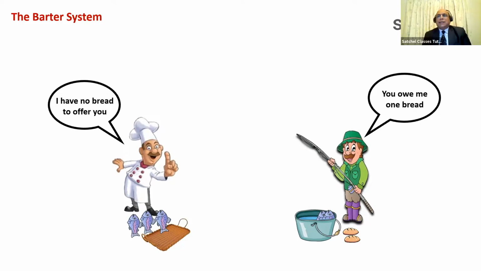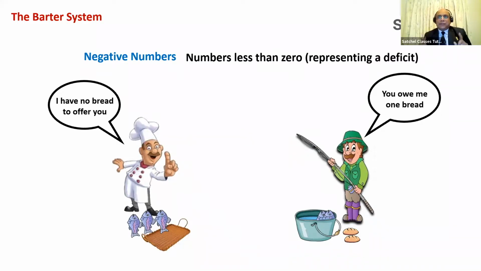So that introduced the concept of negative numbers. Negative numbers are numbers which are less than zero, which represents a deficit. So for example, the baker has minus one bread now. What does that mean? Even if he gets one bread, it's not his. He has to give it to the fisherman. So it's minus one. So it's a deficit basically. So negative numbers are minus one, minus two, minus three, all the way till minus infinity, right?